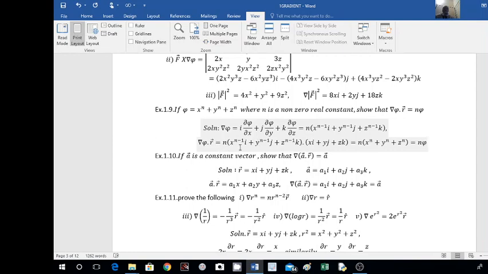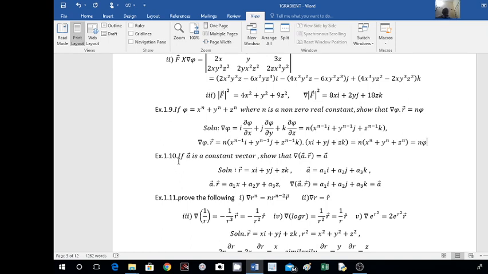n into x raised to n minus 1 i plus y raised to n minus 1 into j plus z raised to n minus 1 into k dot r. What is r here? r is nothing but xi plus yj plus zk. Take the dot product here: i term into i term, x power of n minus 1 into x is x power of n, y power of n minus 1 into y is y power of n, z power of n minus 1 into z is z power of n. So this is equal to n into this term, which is nothing but our phi. So this is equal to n phi.